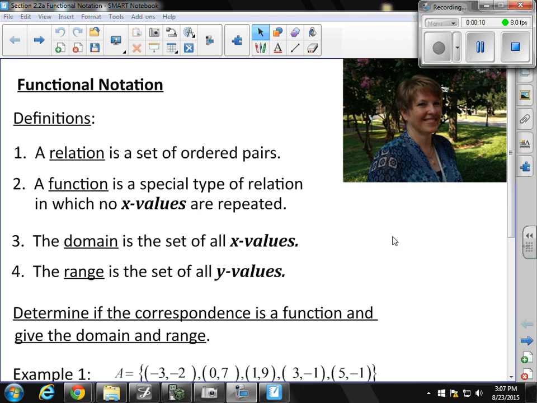First, some definitions. A relation is a set of ordered pairs. A function is a special type of relation in which no x values are repeated. In other words, every x value corresponds to a unique y value. The domain is the set of all x values, and the range of a function or a relation is the set of all y values.